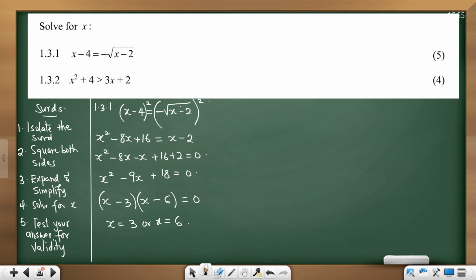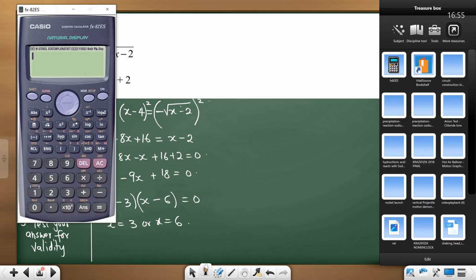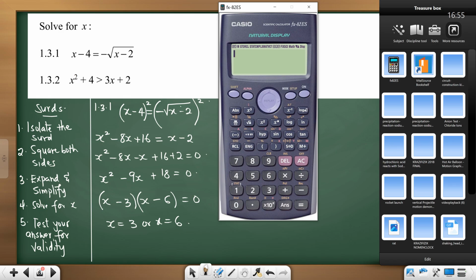You have to do step number 5. And what is step number 5? You test. And where do you test, guys? You test in the original. Let me show you how to test. So I'll grab my calculator and put in the left-hand side. For the first one, I'm testing x equals 3. So 3 minus 4, my answer is negative 1 on the left-hand side, right? I'll go now and put x on the right-hand side. I must also get negative 1.